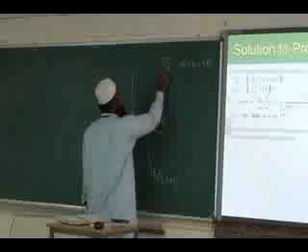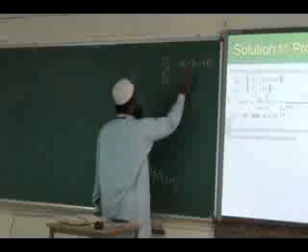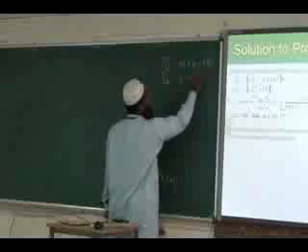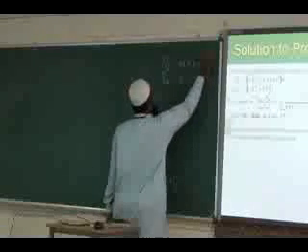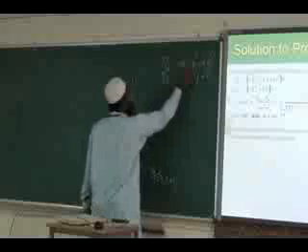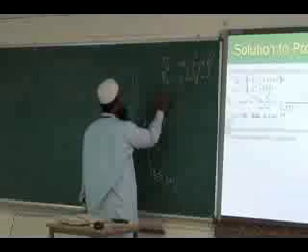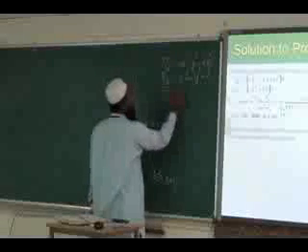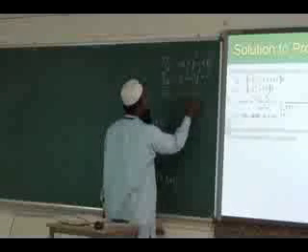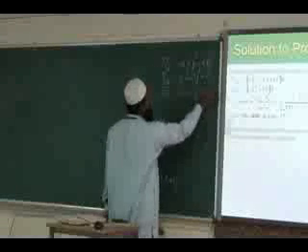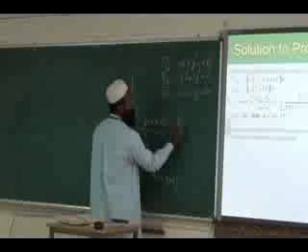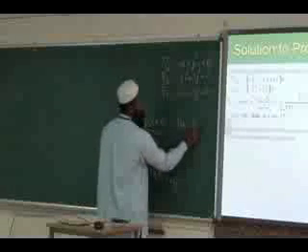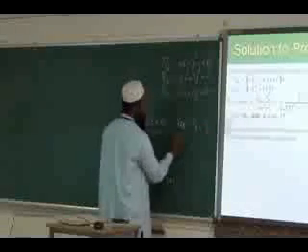RB is 2I plus 3J minus K. RC is 2I plus 0J. Now find out RAB: RB minus RA.